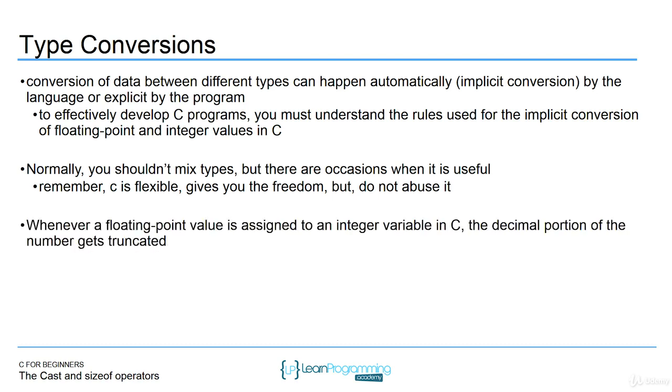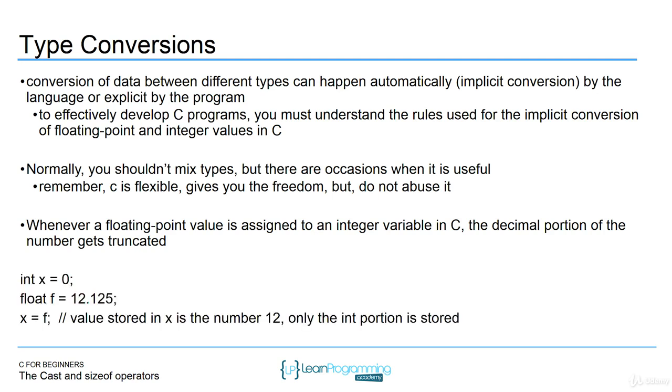Whenever a floating point value is assigned to an integer variable in C, so you have int x, float y, x equals y, the decimal portion of the number is going to get truncated. So if you have int x equals 0, float f equals 12.125, and you assign f to x, the value of x is going to be 12. You're going to lose that precision. The value is going to get truncated because you're assigning a float to an int. An int only knows how to store a whole number. So it's automatically going to get converted by the compiler to 12. Only the int portion is going to be stored.